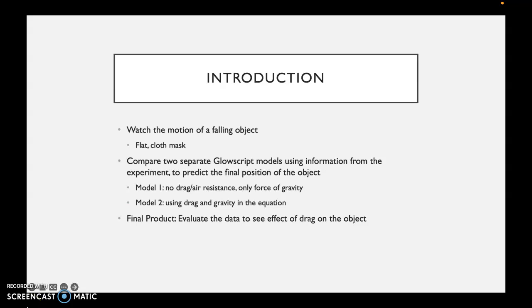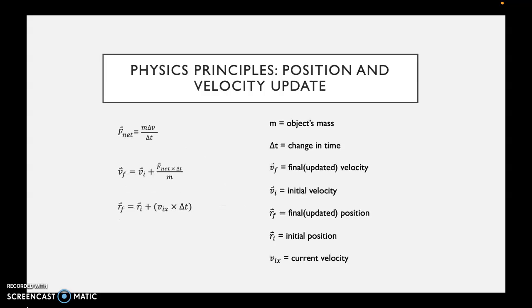So for my introduction, I'm watching the motion of a falling object, and in my case I used a flat cloth mask. Then I compared two GLOWSCRIPT models using information from the experiment to predict the final position of the object. In Model 1, there's only the force of gravity used, no air resistance or drag, and in Model 2, we're using drag and gravity in the equation, which drastically changes the final position and velocity. And in the final product, we evaluate the data to see the effect of drag on the object.